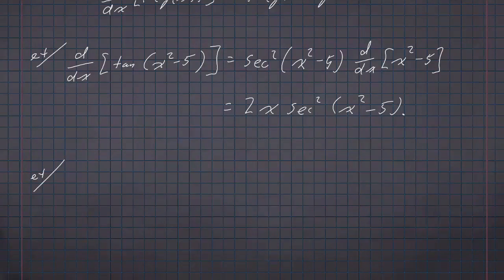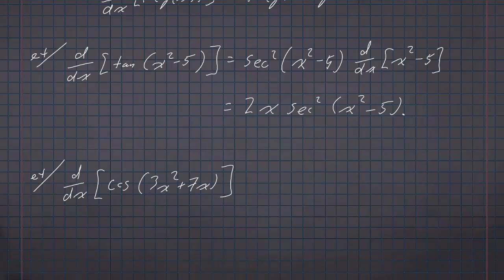A similar problem for you to take a look at. I would like you to evaluate the derivative of the cosine of 3x squared plus 7x. Take a few minutes and see where you can get to with this one, and I'll see you in the next video.